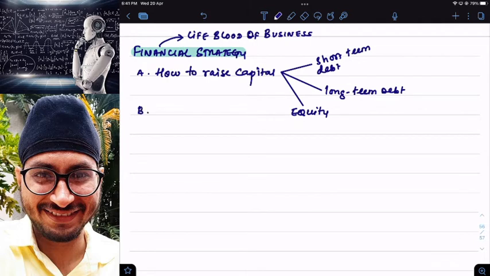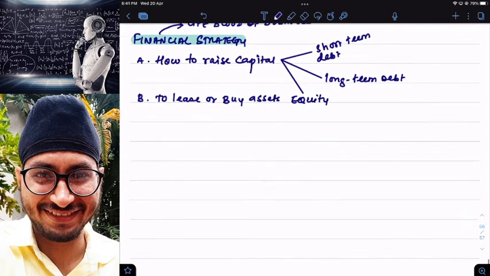Next, the second thing that is important in financial strategies is to lease or buy assets. Here you need to analyze, do you have enough money to buy the asset or not? If I have enough money to buy the asset, buy it, no issues. But if I don't have enough money to purchase the asset, then better take it on lease in order to save your expenses.